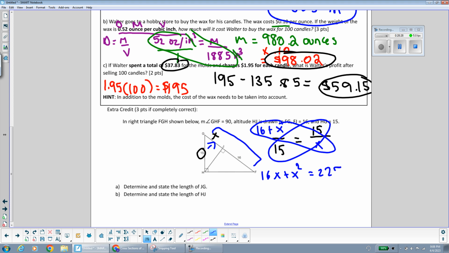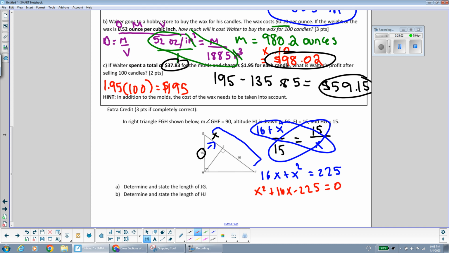15 times 15 is 225. We have a quadratic. That means the highest exponent's 2. So I need to solve this either by factoring or the quadratic formula. But generally, all the questions that they give in geometry can be solved by factoring. So you don't need to bother with the quadratic formula, which is a hassle to me at least anyway. I'm going to make this equal to 0.